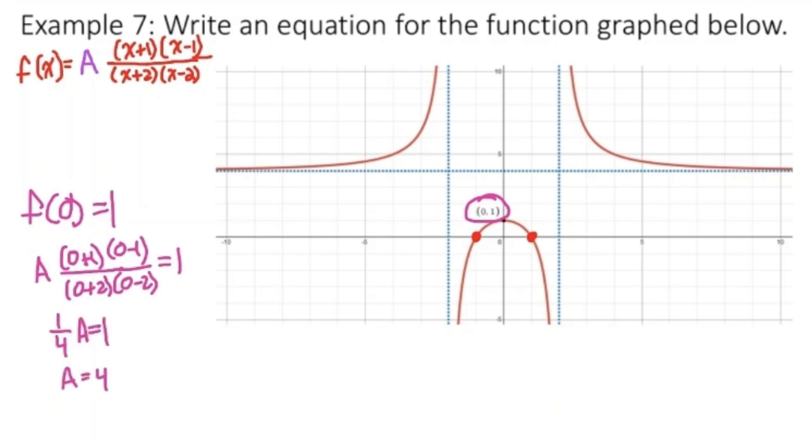So now that we know that a equals 4, that means f of x equals 4 times x plus 1 times x minus 1, all over x plus 2 times x minus 2, which, if we FOIL and expand, keeping in mind we're treating the 4 as 4 over 1, we get 4x squared minus 4, all over x squared minus 4.